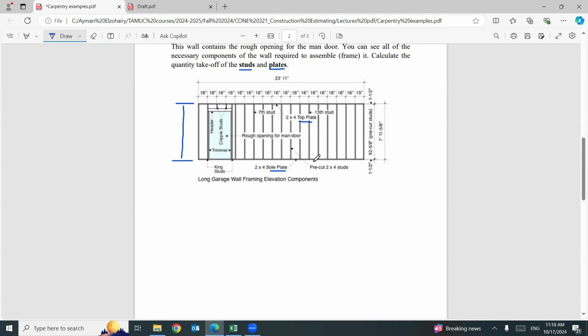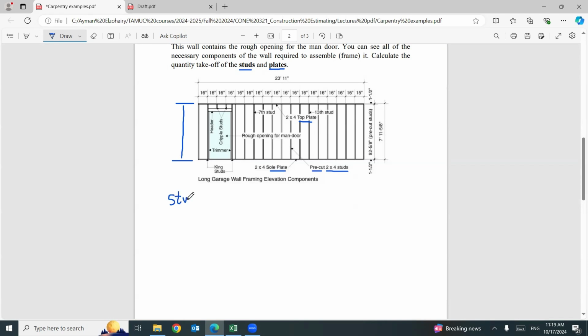Does that make sense? What is the cross section of the studs? Go back. Here you go. We have pre-cut 2 by 4 studs. And you understand the meaning of 2 by 4: 2 inch by 4 inch. This is the cross section dimension. For the bottom plate, it's a 2 by 4. For the top plate, it's a 2 by 4. Looks like all of them are 2 by 4. So let's start talking about the studs.